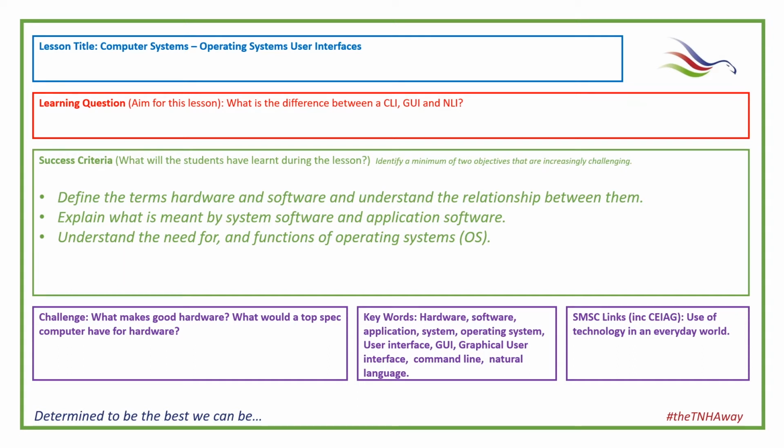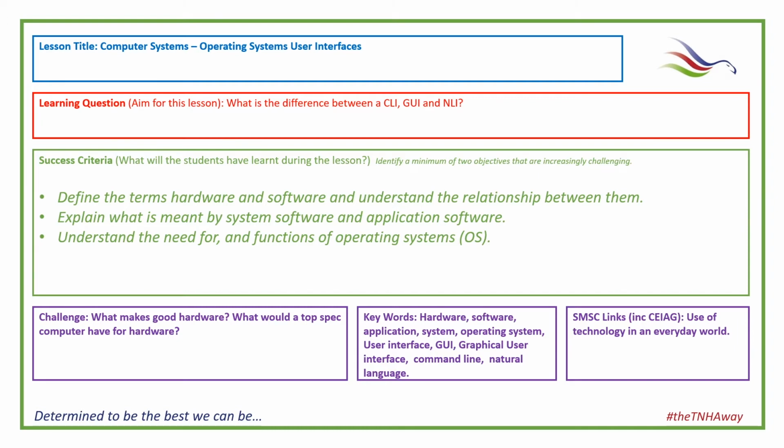Explain what is meant by system software and application software. And then try and understand why we need an operating system. And of the functions of the operating system, really going to concentrate on just the one of them, the user interfaces. So key words you're going to hear about today: hardware, software, applications, system software, operating systems, user interfaces, graphical user interfaces, command line interfaces, natural language interfaces.